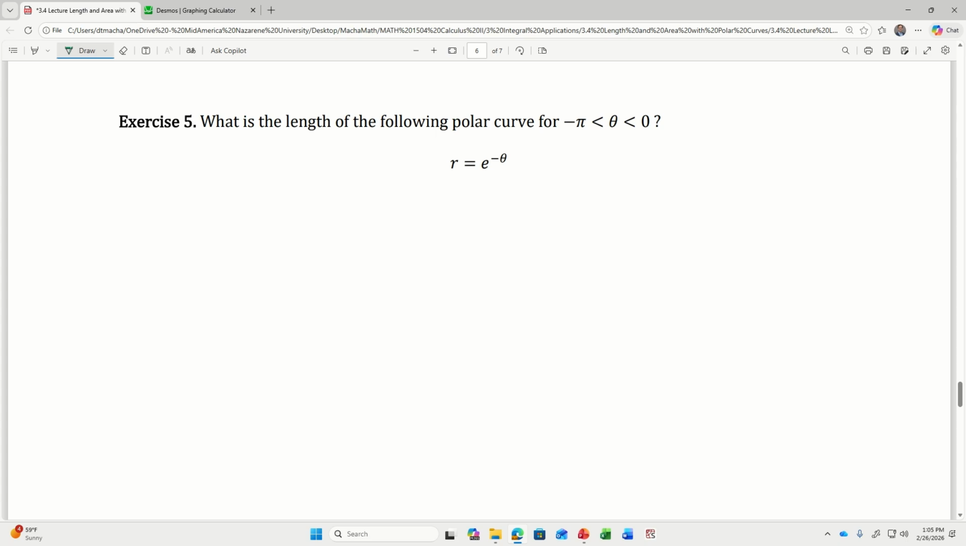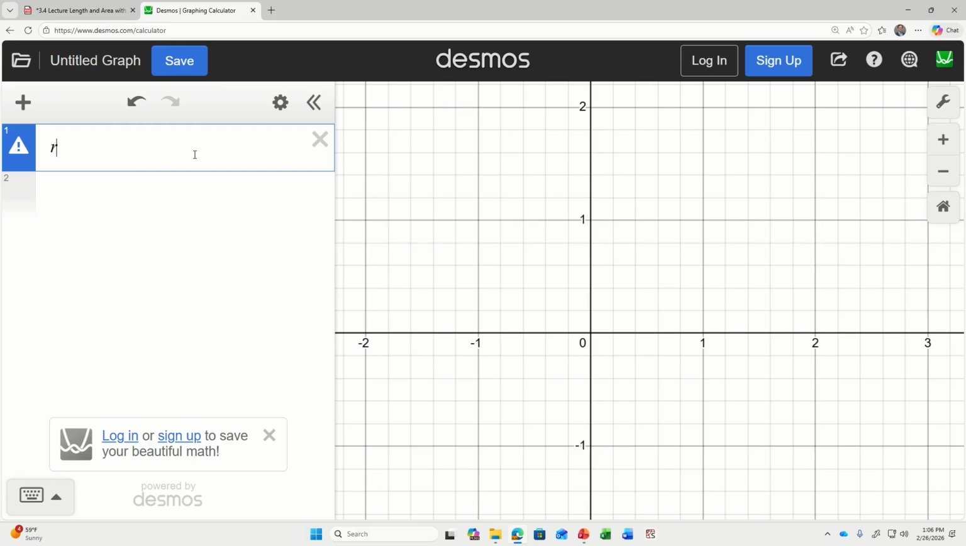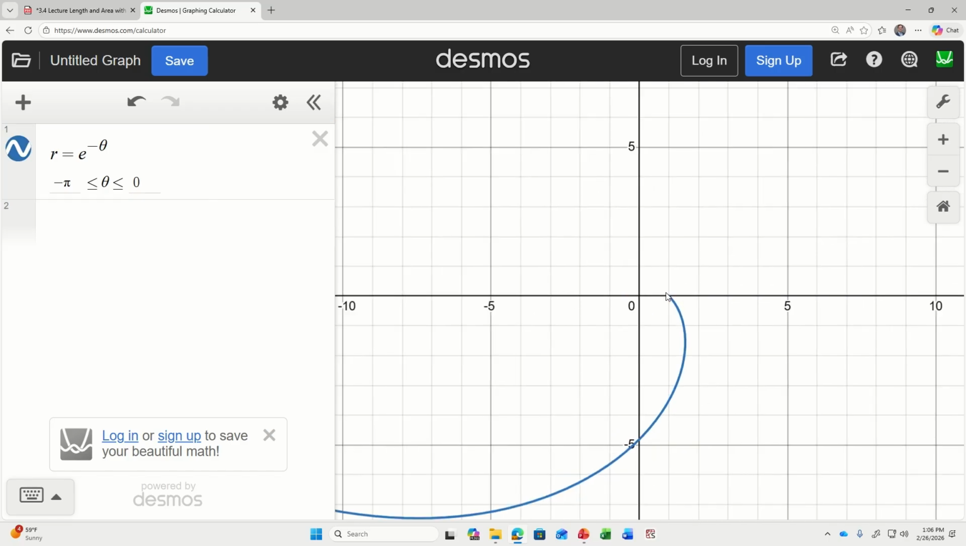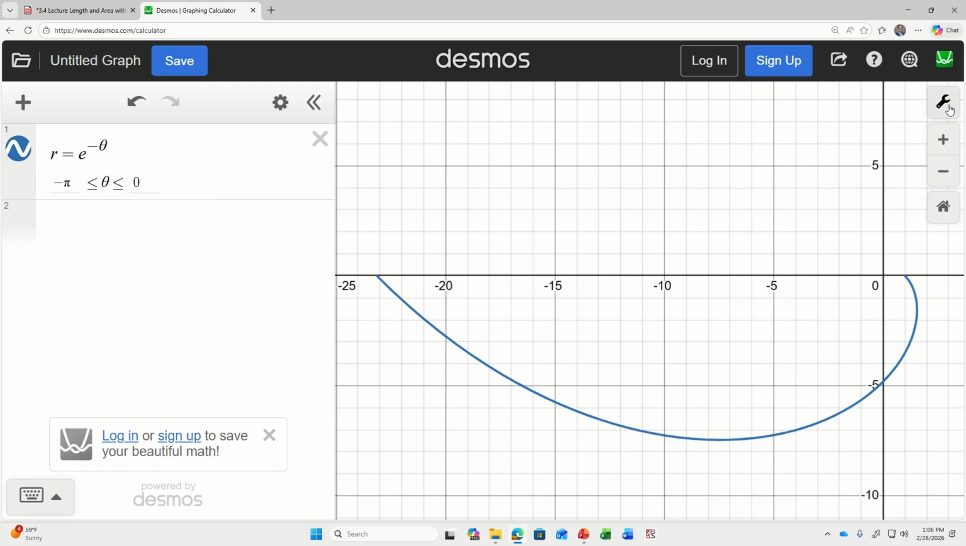where theta goes from negative pi to 0? I'm interested in seeing what this looks like. So r equals e to the negative theta. And we're supposed to let theta go from negative pi to 0. So we're actually looking at this part of the curve. How long is that blue curve?